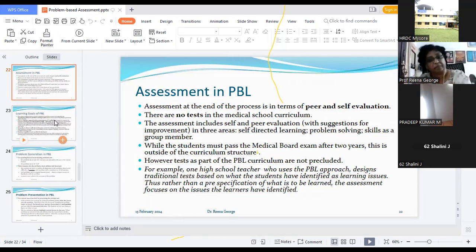And see, in the medical school curriculum, that is where they started the PBL method. They had no tests, no examinations. So that is what I am trying to convey in the slide. There are no tests in the medical school curriculum. The assessment includes self and peer evaluation with suggestions for improvement in 3 areas: self-directed learning, problem solving, and skills as group members. So these are the 3 areas where you should improve. Nobody is going to come and test you, give you an examination, and assign marks for correct answers. So that is not the method of assessment in PBL.